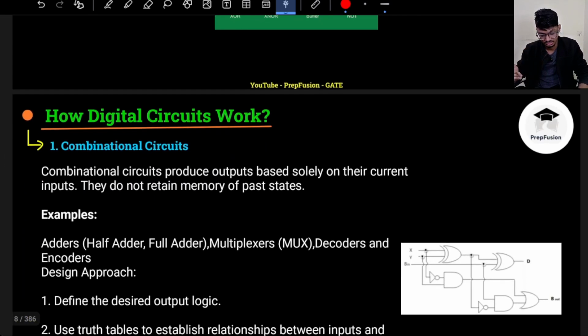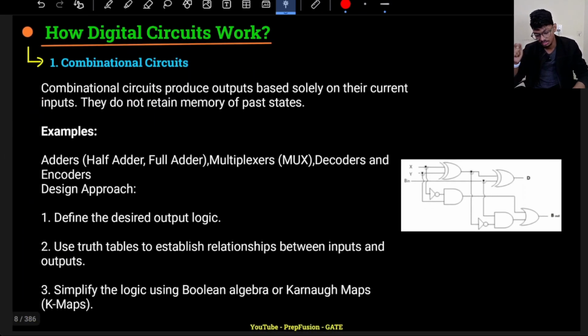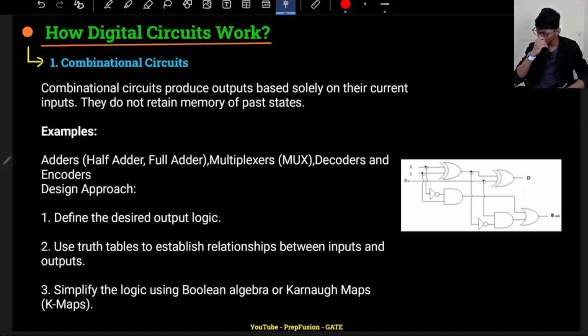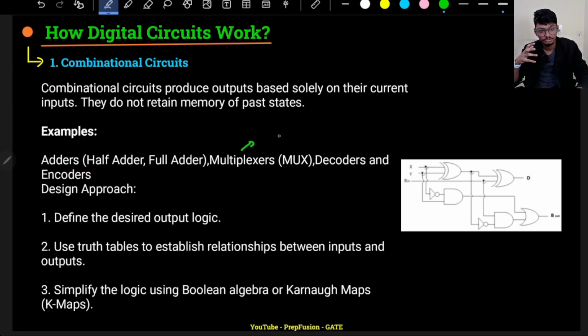Now what are combinational circuits? Combinational circuits produce outputs based solely on their current inputs, and they do not retain any past states. Take a few examples of combinational blocks like adders, multiplexers, decoders, encoders. These are all gate level abstractions. They don't take care of the previous state, they just take care of the current state. If you have studied sequential digital electronics from us, you will understand the difference.